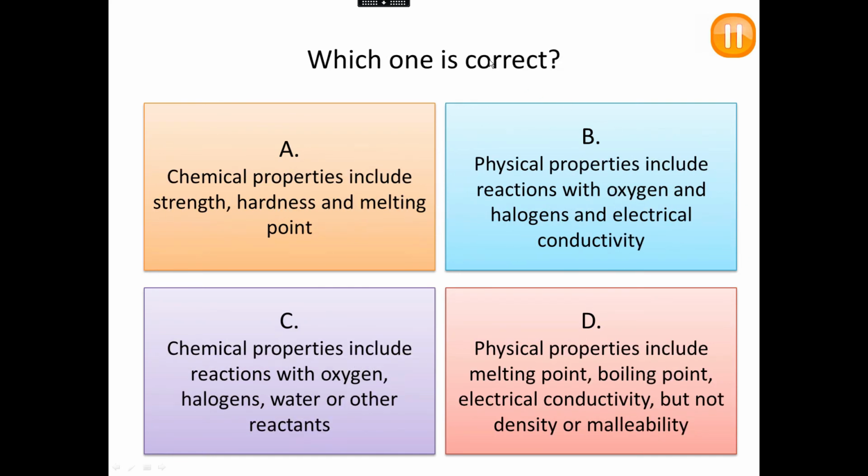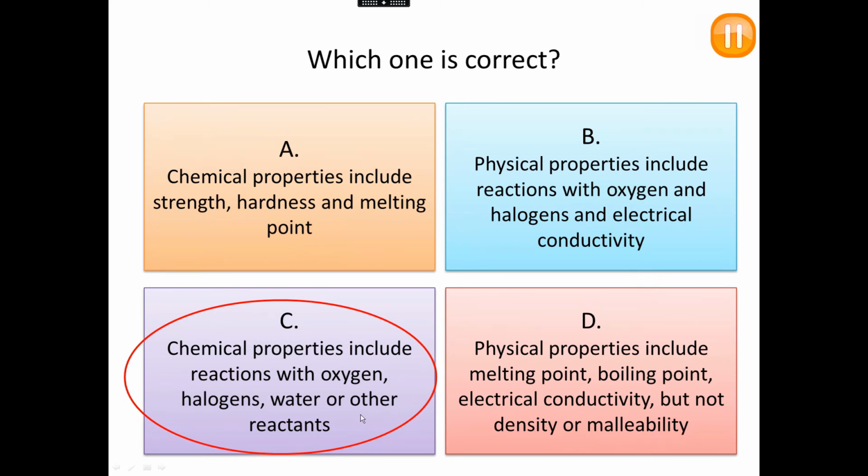Right, there's one correct answer on the screen. Pause it and work out if it's A, B, C, or D. Here we go. Correct answer was C. The chemical properties include reactions with oxygen, halogens, water or other reactants. We haven't really talked about water at this stage.